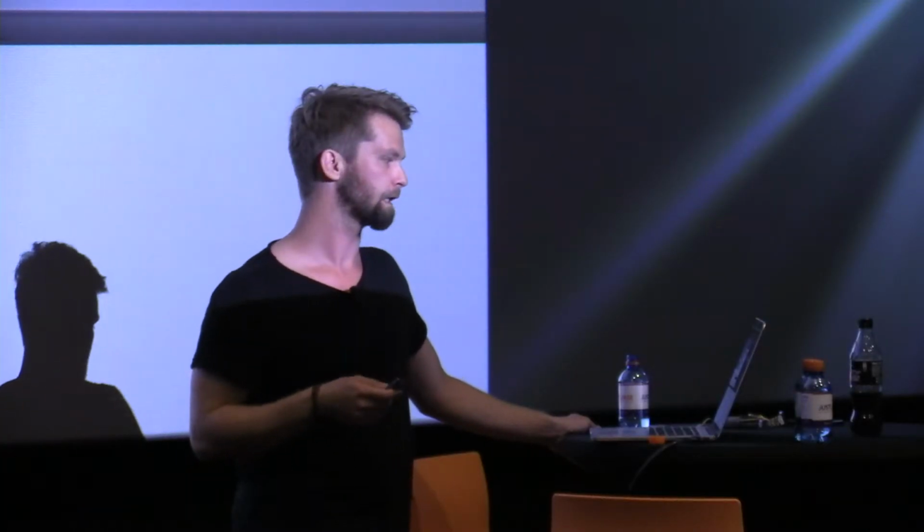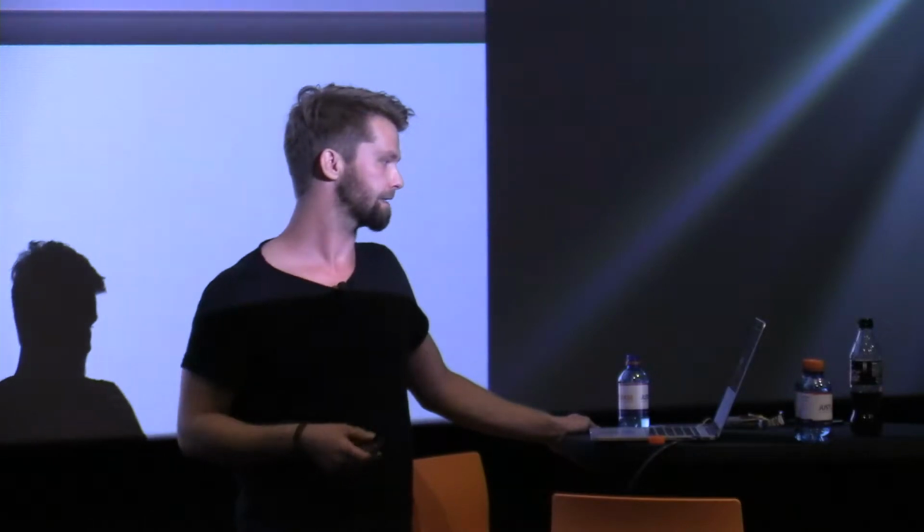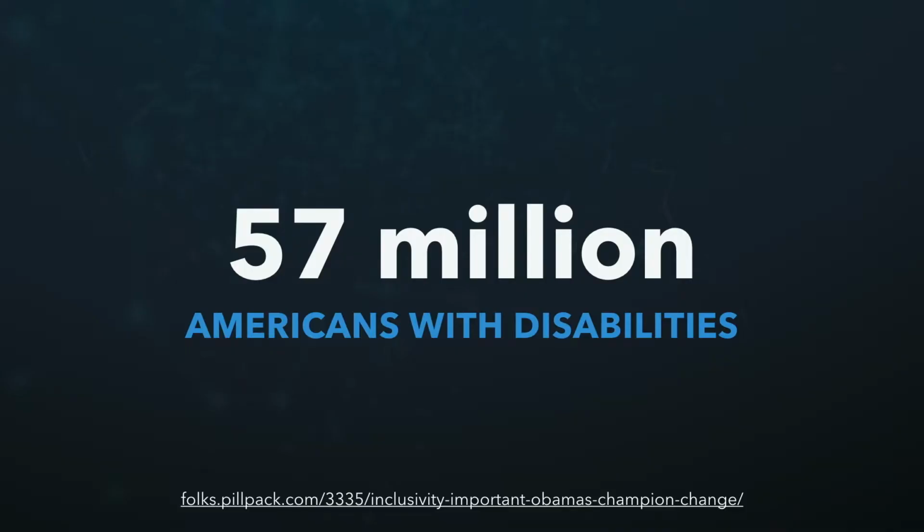But let's take a step back from web performance. In the United States, and I'm just talking about the United States because the data available is usually United States, there are 57 million people with some sort of disability. The overall population of the United States is 321 million. And let me tell you something about these people.